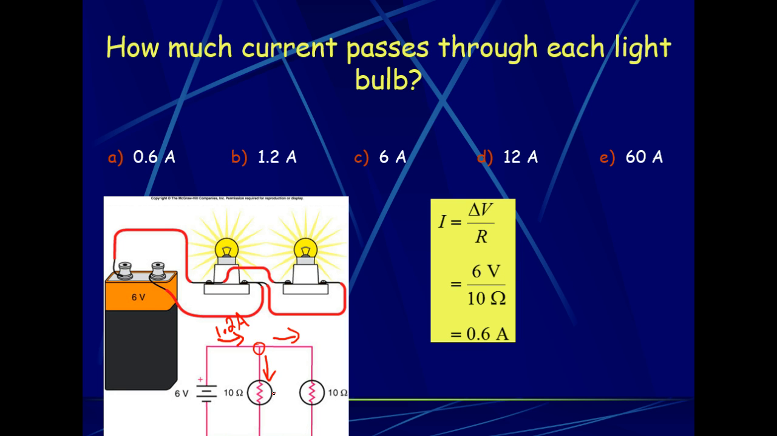So what we know, since the resistance is the same, and the voltage drop is the same, the current is going to be the change in the voltage over the resistance. Since these two are the same, that means the current has to be equal. Well, the only way it can do that is if it's half of what we started out with. So that would be 0.6 amps.